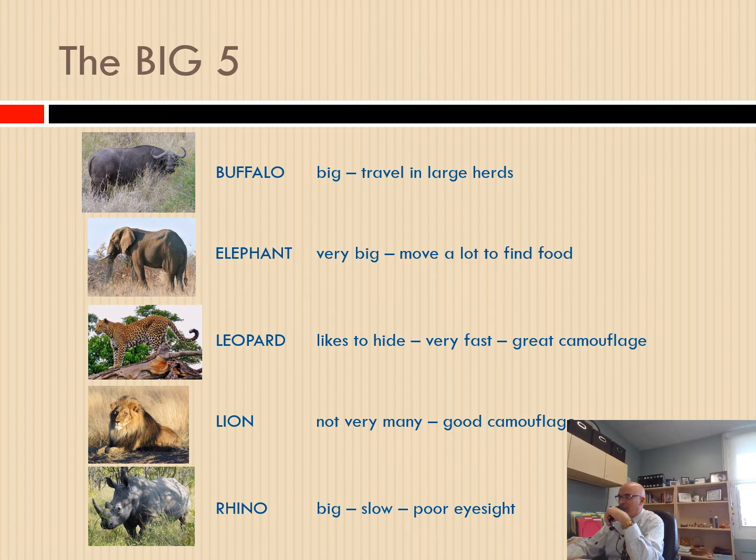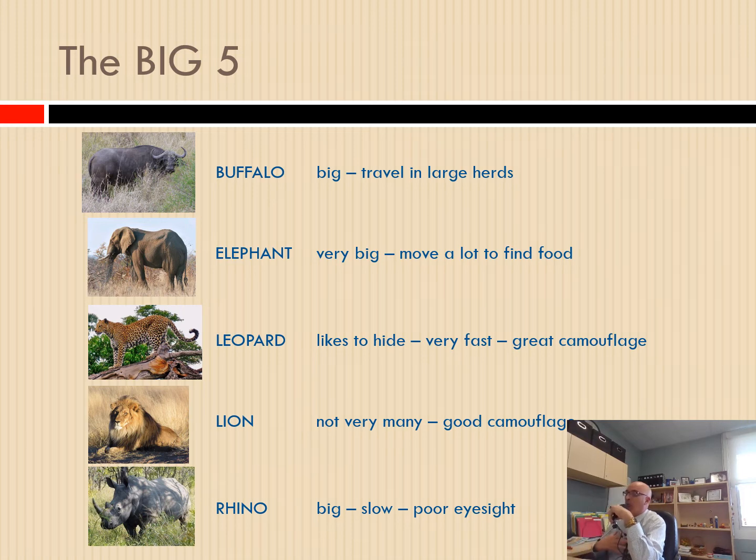There are not very many lions, and they have good camouflage. And then the last of the big 5 is the rhino. And they're big, slow, and they don't see very well. So I'm going to tell you all this because these are clues. I want you to make a prediction. I want you to guess, which animal do you think I saw first?